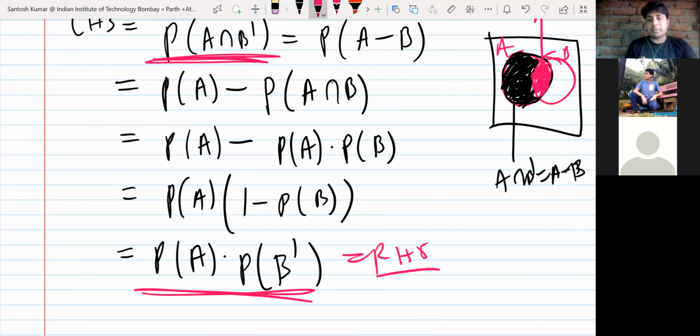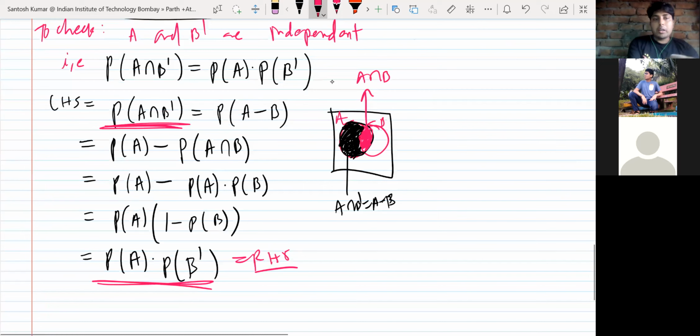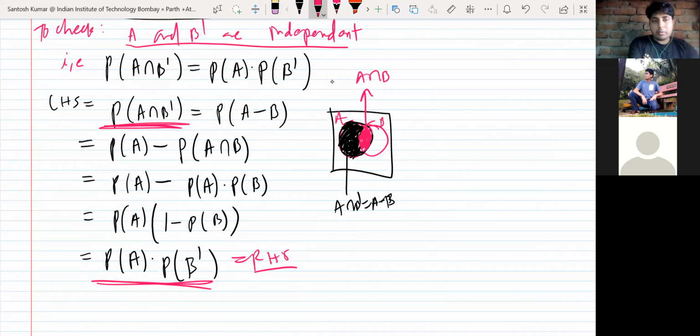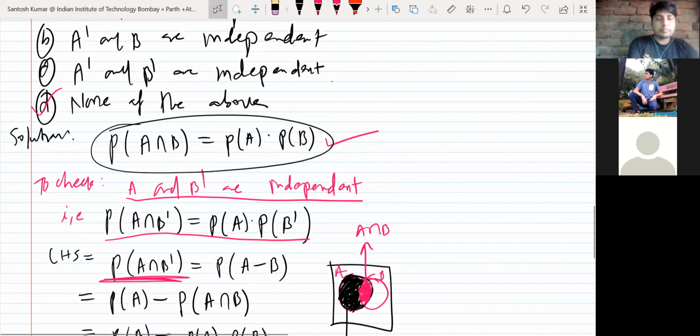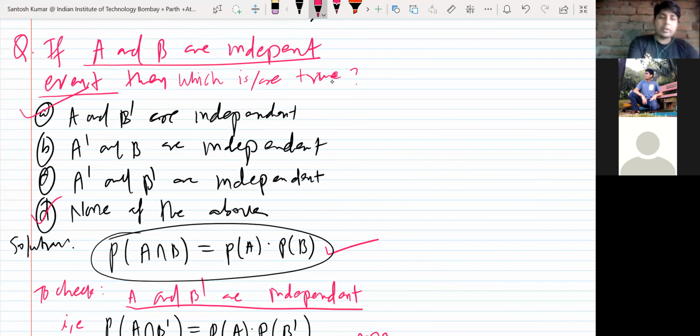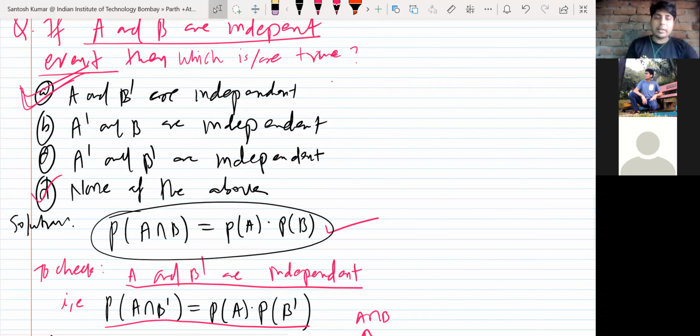So what can you decide from this line? I wanted to show this. I started with the LHS and reached the RHS. So what did we prove actually? A and B complement are independent. Right. So option A is correct. Similarly, I would ask you to try option B. Actually A, B, C, all three are correct options. If A and B are independent, then A and B dash will be independent, A dash and B will be independent, and A dash and B dash all will be independent.